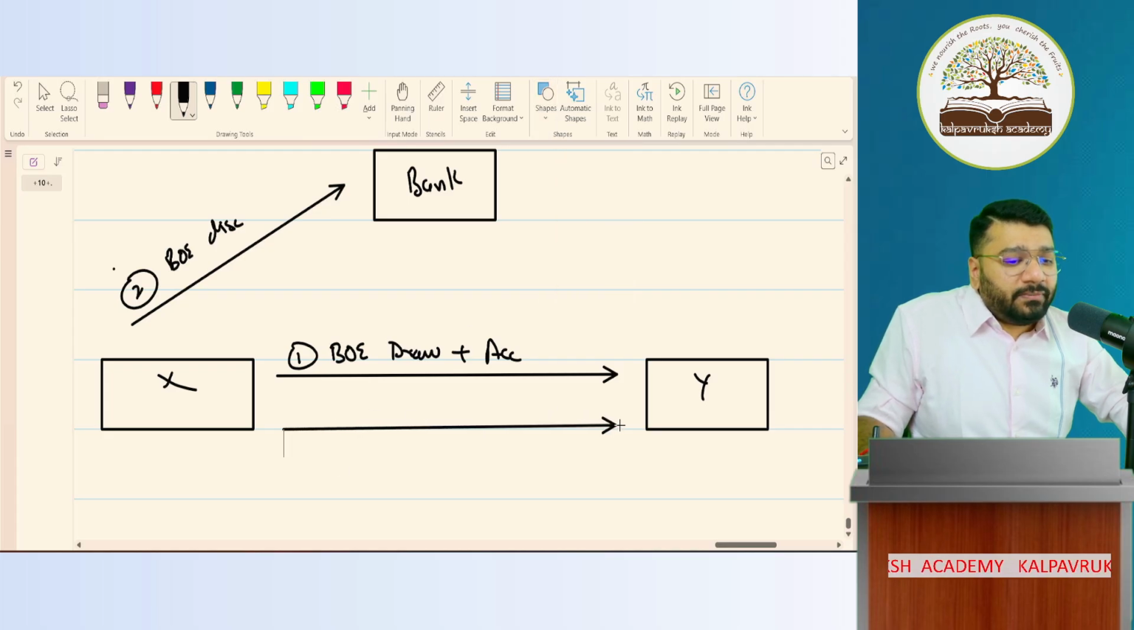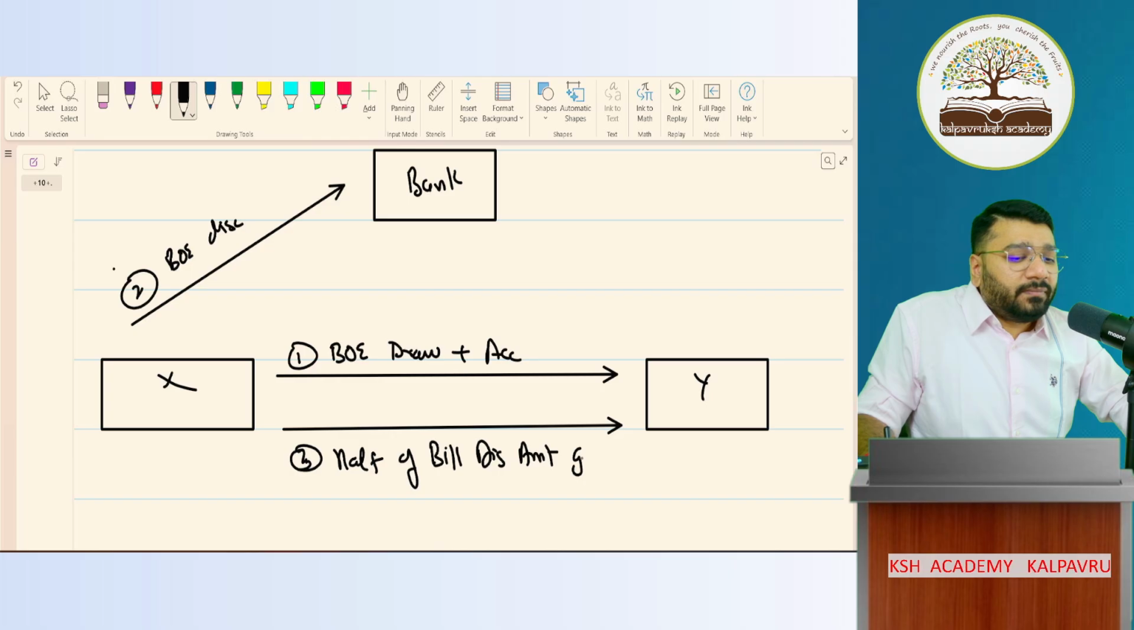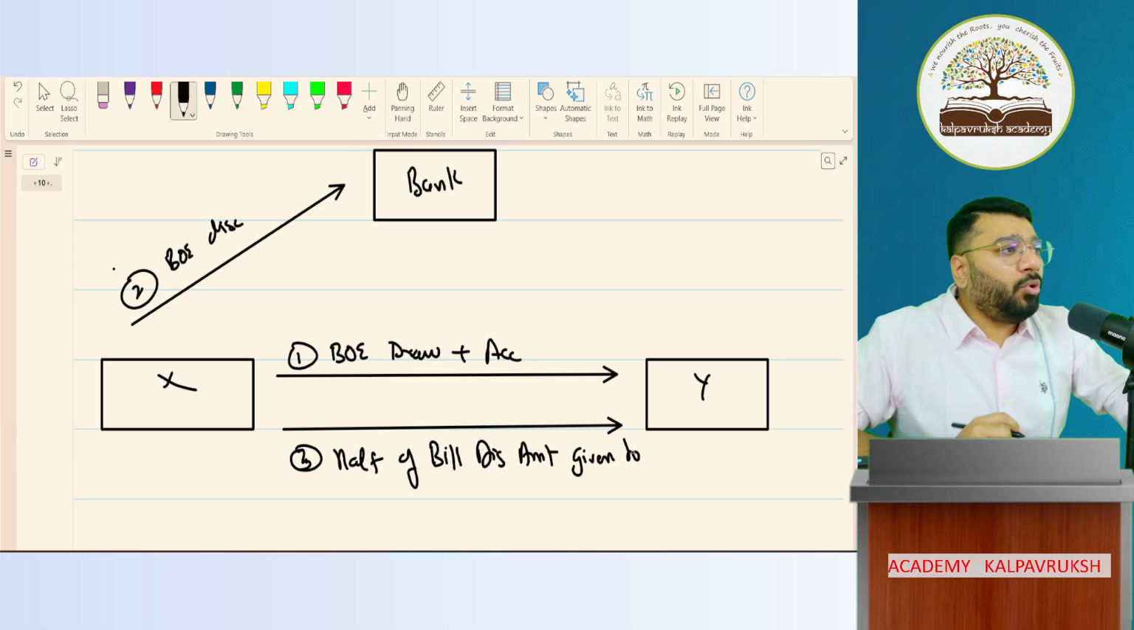So third transaction, half of the bill discounted amount given to Y. Okay, not okay?